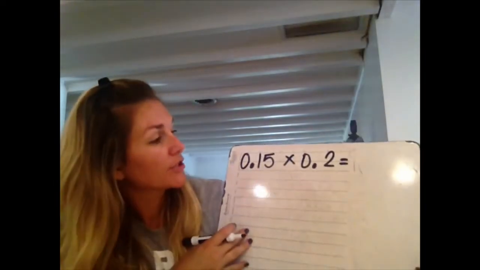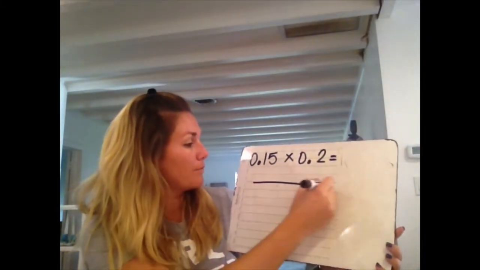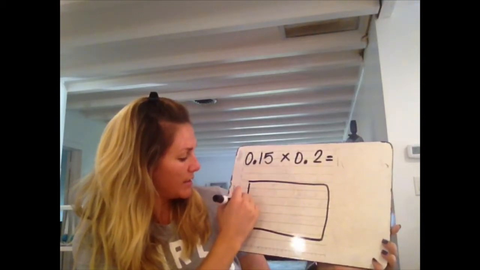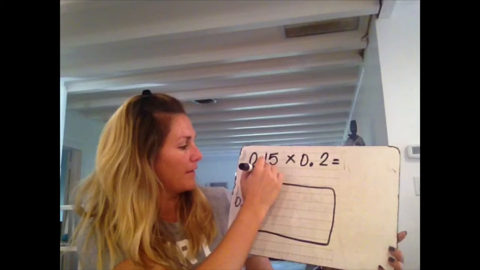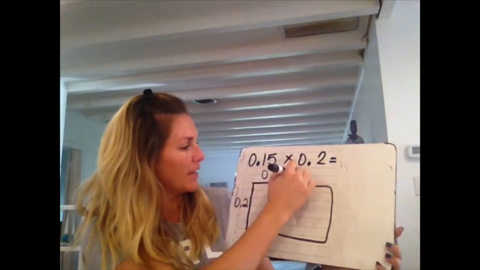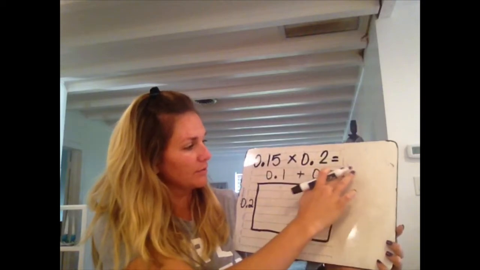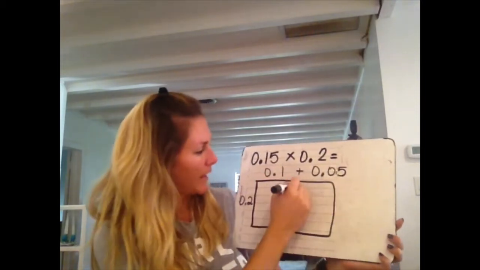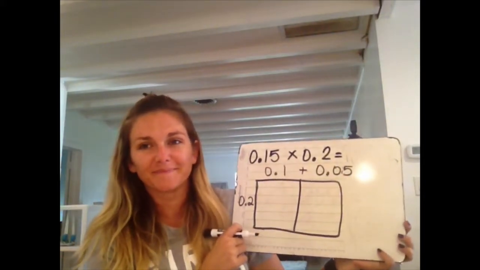So I have 15 hundredths times 2 tenths. So when you fill out your area model, I'm going to keep my 2 tenths as my length. Okay, and then I'm going to split up my 15 hundredths into 1 tenth plus 5 hundredths. Ooh. Okay, split down the middle. Okay, go ahead and solve it.